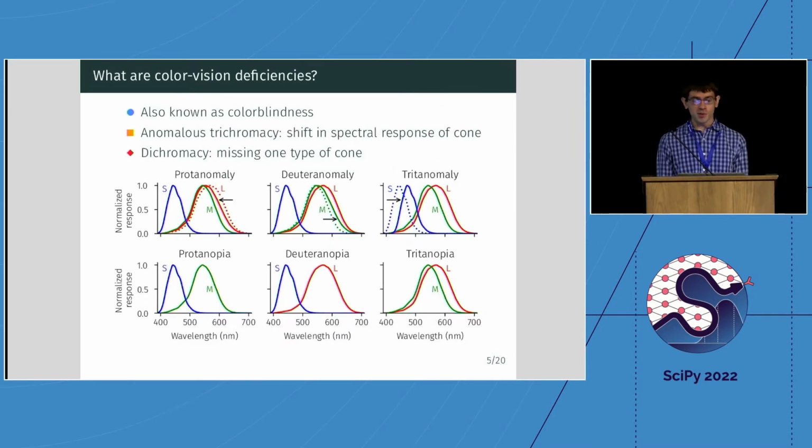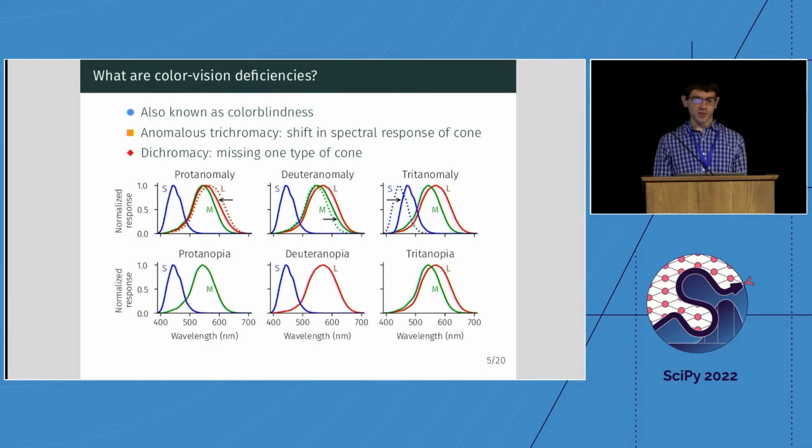Now that I've talked about typical color vision, I'll get into color vision deficiencies. These are commonly known as color blindness, although it's somewhat of a misleading term, since most people with color vision deficiencies can see color. The most common kinds are anomalous trichromacy, which is the shift in the spectral response of one of the three cones. These are shown in the first row of this figure. Starting on the left, we have protanomaly, which is a red deficiency, deuteranomaly, which is a green deficiency, and tritanomaly, which is a blue deficiency.